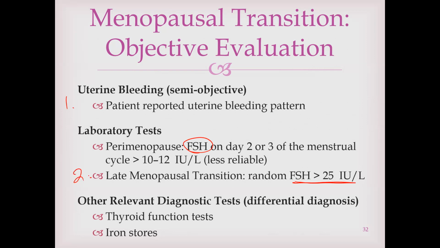And then other tests that you want to run are thyroid function tests and iron stores. So as I mentioned, iron stores, if people have anemias, they're not going to be able to have regular bleeding, and that can cause changes in their bleeding patterns. And then thyroid dysfunction, so thyroid function issues, can impact your FSH as well as your bleeding. And so your sex hormones as well as your bleeding can change with issues with your thyroid. So these should be differential diagnoses that are conducted to rule out any other problems that could be causing the issues that you're seeing.